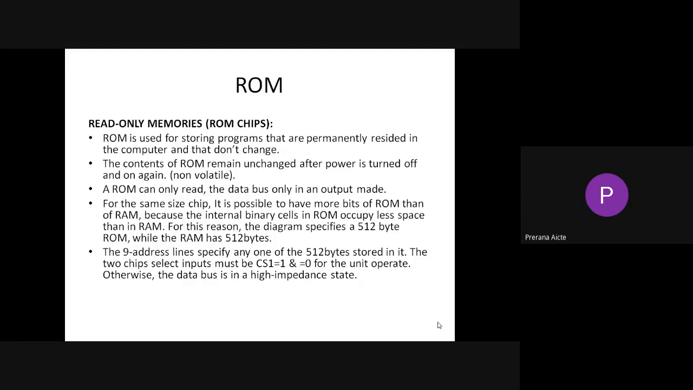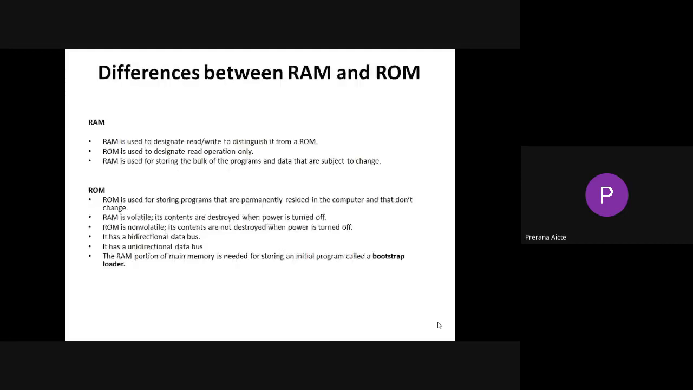So what are the differences between random access memory and read-only memory? In random access memory, RAM is used to designate read or write, to distinguish it from read-only memory. Read-only memory is used to designate only the read operation. Random access memory is used for storing the bulk of the programs and data that are subject to change. Read-only memory is used for storing programs that permanently reside in the computer and do not change.